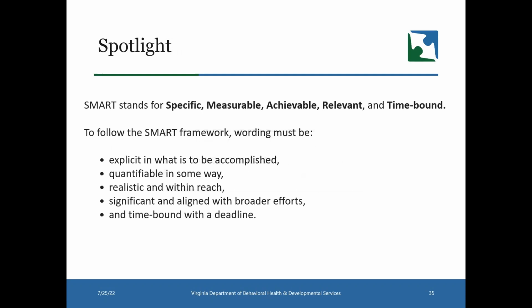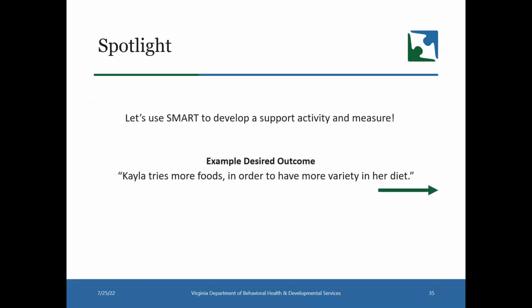So SMART stands for specific, measurable, achievable, relevant, and time-bound. So you want to make sure that your wording under the SMART framework is explicit in what you are trying to accomplish, that it's quantifiable in some way, that it's realistic and within reach, that it's significant and aligned with broader efforts, and that it's time-bound with a deadline. So we want to figure out how that plays out in our ISP. So we're going to use SMART to do the development.